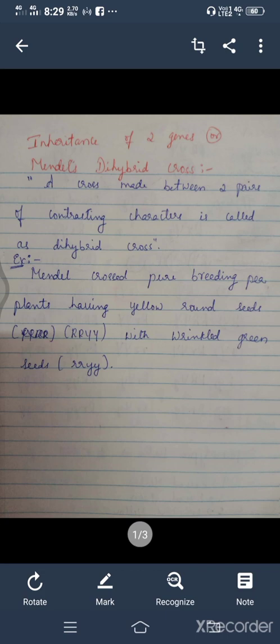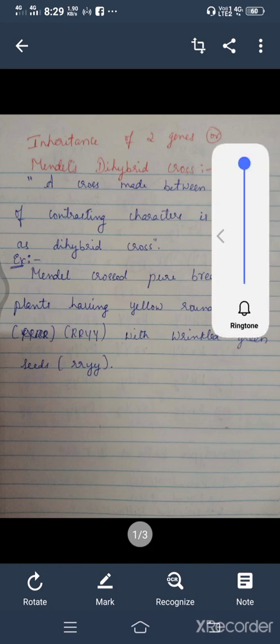Hello students, welcome back to the next part of genetics. So in the last class we studied about codominance. So now we are going with the inheritance of two genes or Mendel's dihybrid cross. Earlier in the same chapter, we studied about Mendel's monohybrid cross, the inheritance of a single gene. So now we are going with the dihybrid cross or inheritance of two genes.